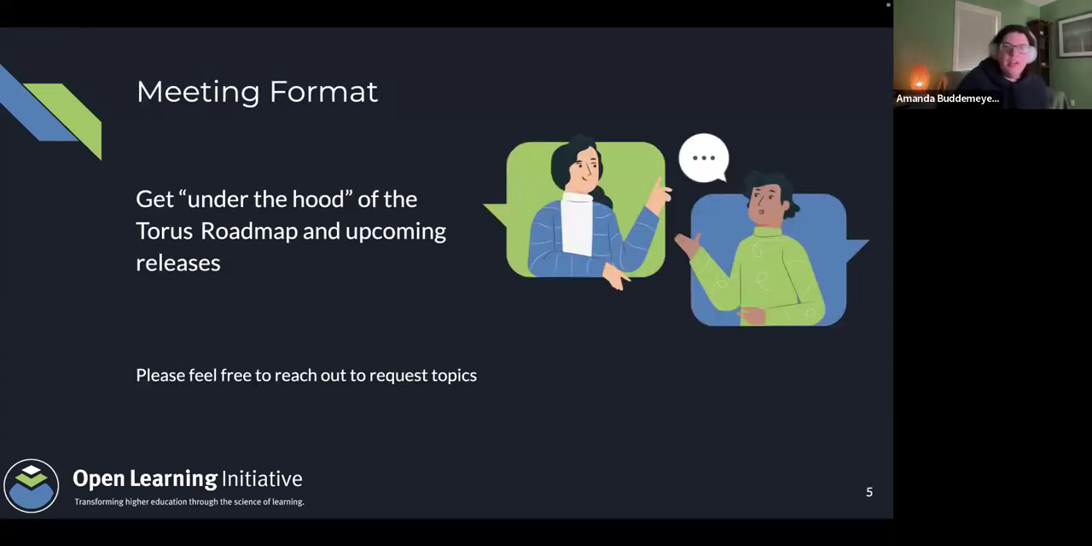Next, I want to talk a little bit about how, now that I've taken over these Torus community meetings, I envision these meetings moving forward. The general thrust of these meetings is going to be looking at the Torus roadmap, looking at upcoming releases, and talking about topics of interest around that. So for instance, today we're talking about how you might make an impact on the roadmap if you have an idea of a feature, large or small, that you'd like to contribute.